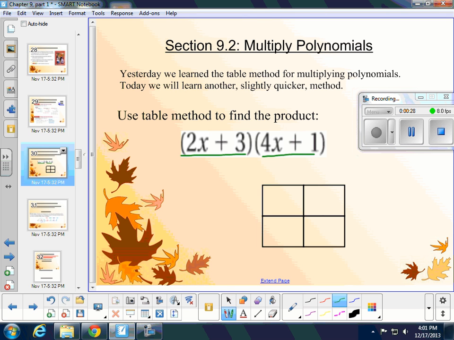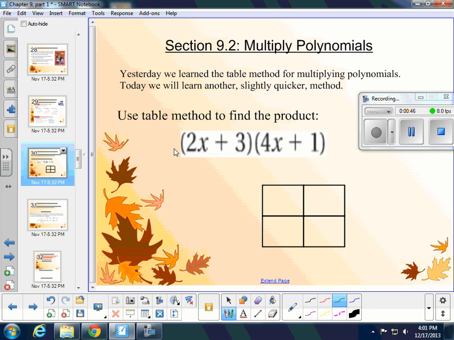A problem like this, what if I'm multiplying two binomials together? Again, binomials because they each have two terms in them, 2x plus 3, and then another binomial 4x plus 1. What if I'm multiplying two binomials together? We talked about one method you can use for this, and that was using the table method.